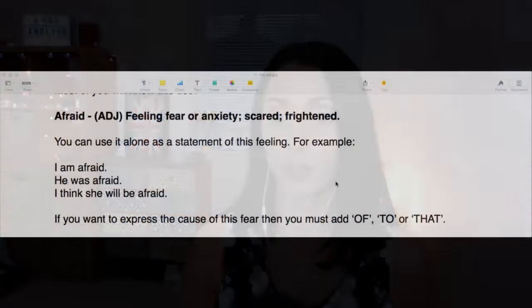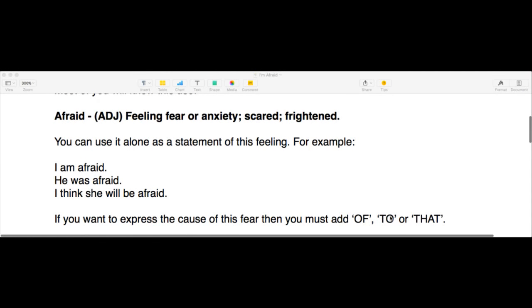So if you want to express the cause of this fear, if you want to tell me in your sentence what is causing you to be afraid, then you must use an extra word. Now, you must use either of, to, or that in addition to afraid.